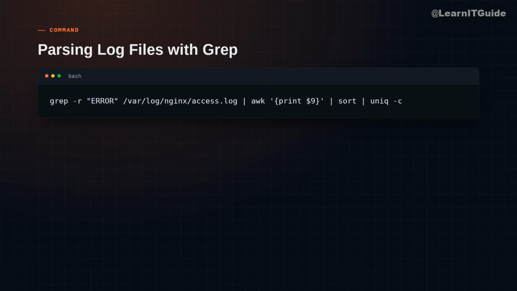Next, let us look at the holy trinity of text processing: grep, awk, and sed. This command shows a real-world scenario. We search for error strings in Nginx logs, extract the status code column using awk, then sort and count the unique occurrences. This allows you to instantly see if you are getting a spike in 500 level errors or 404s without needing external monitoring tools.